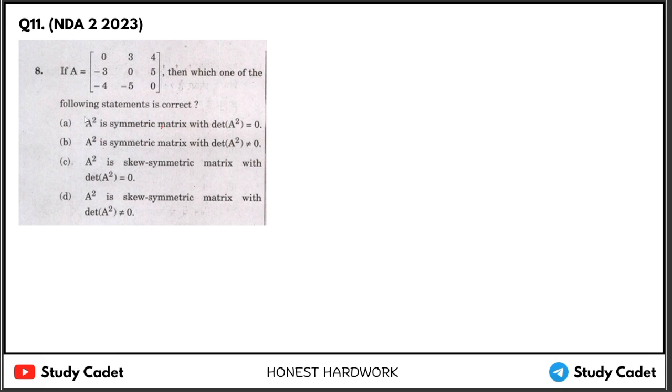Now which one of the following is correct? See, this is a skew symmetric matrix and the determinant of a skew symmetric matrix is 0, and its square will also be 0, so this is wrong and this is wrong. A square is a symmetric matrix. If A is a skew symmetric matrix, then A square will be a symmetric matrix. Is it so?